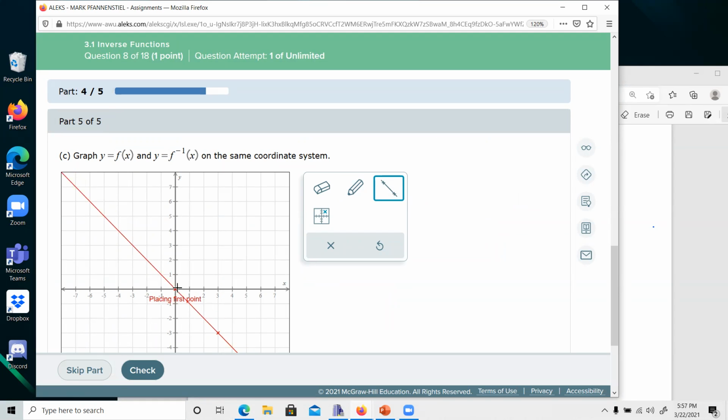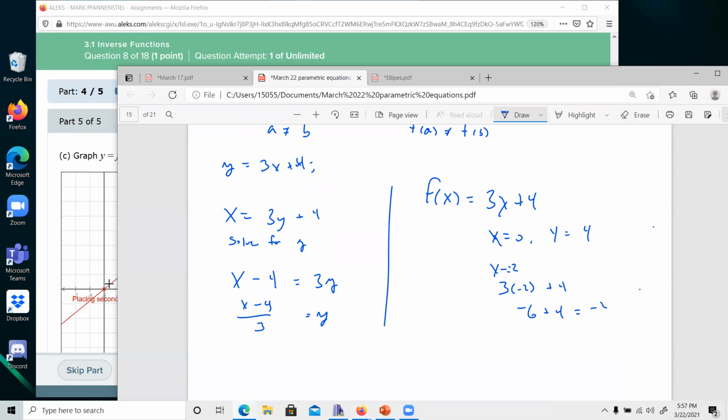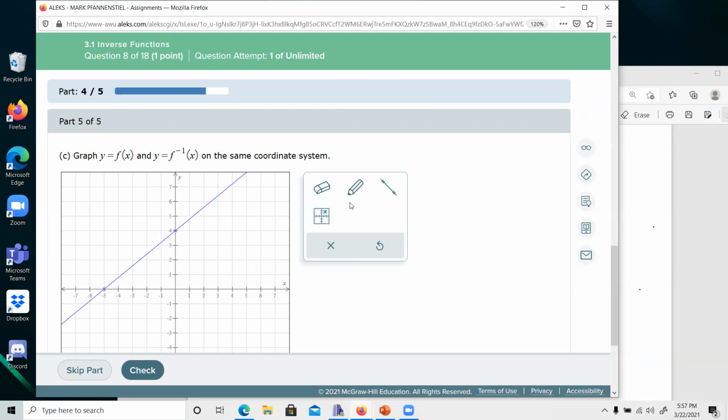And then when x was -2, then we were at, no, we weren't. We were at -2. There we go. 4, -2, 2. There we go. That looks like a slope of 3, right? 1, 2, 3, up. Right?